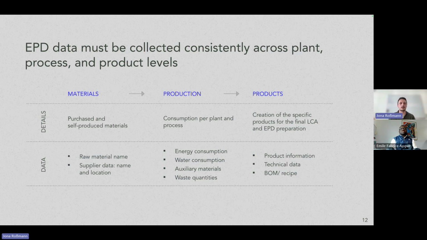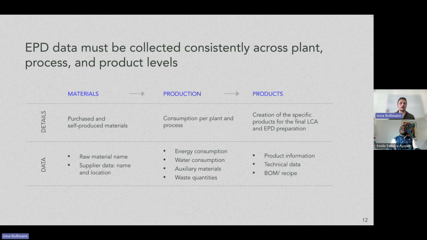Second one is the production. So moving to the middle column here, this is where you collect the data about what your manufacturing process actually consumes, but is not part of the product itself. That means, for example, electricity, fuels, water consumption, ancillary materials like lubricants, cleaning agents, and so on, and also, of course, waste.